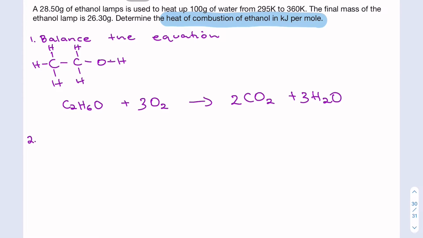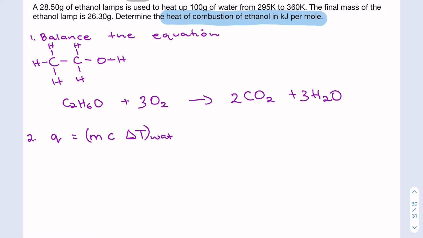The second step that we need to do is we need to use the equation Q equal mc delta T. And keep in mind that this is Q for water, not for ethanol. Okay, if we want to then relate this to that of ethanol, we'll have Q of water equal minus Q of ethanol combustion. And this is because the heat that is absorbed by the water was released by the ethanol combustion. That's why they're equal but opposite.